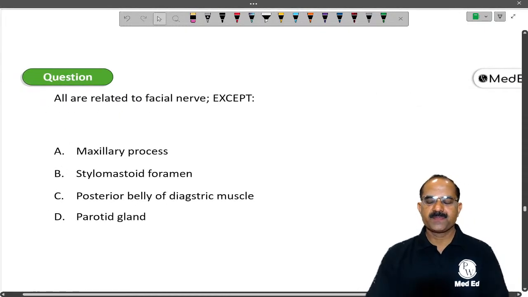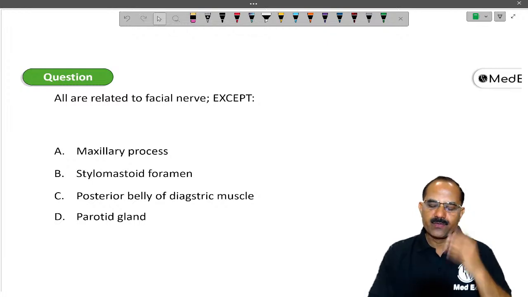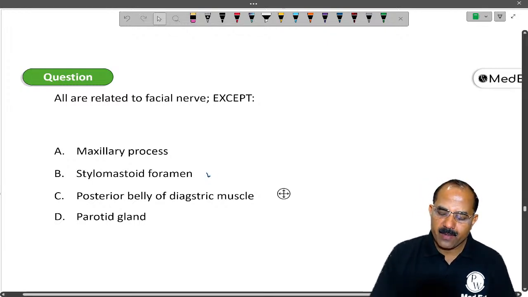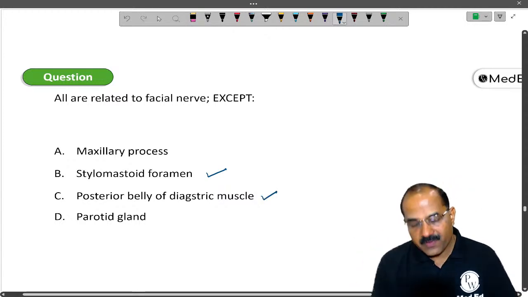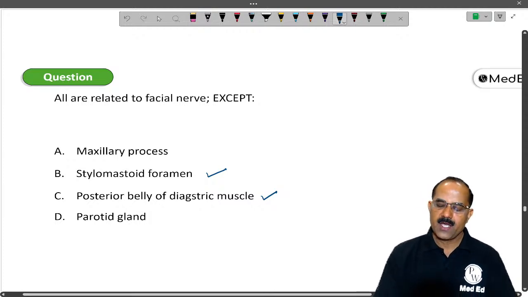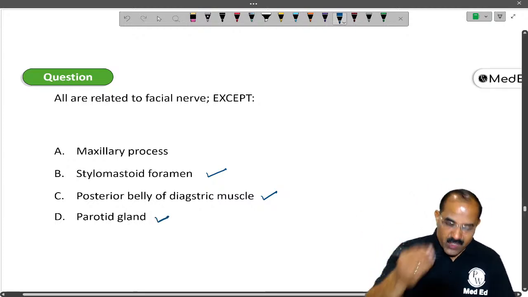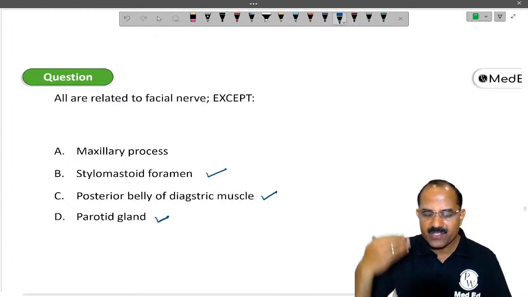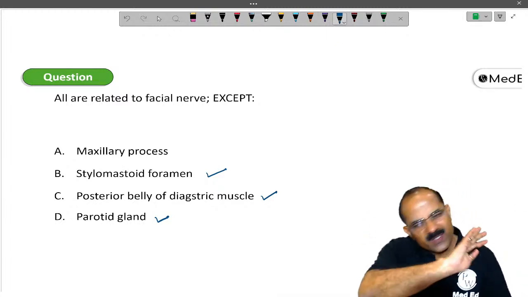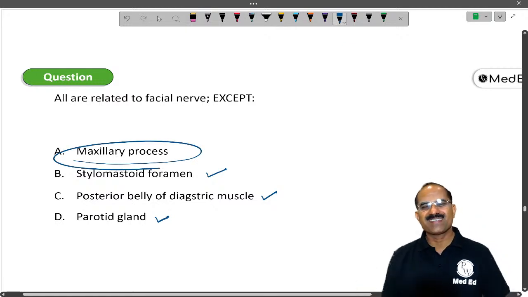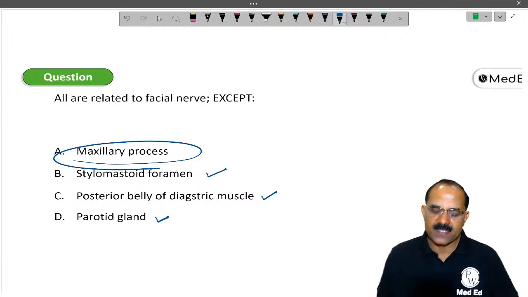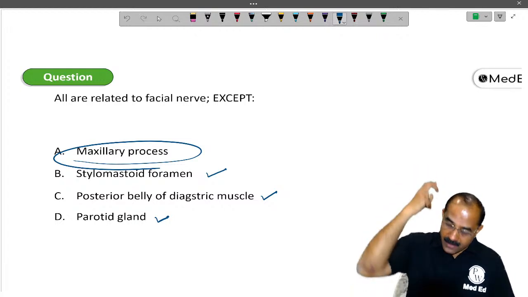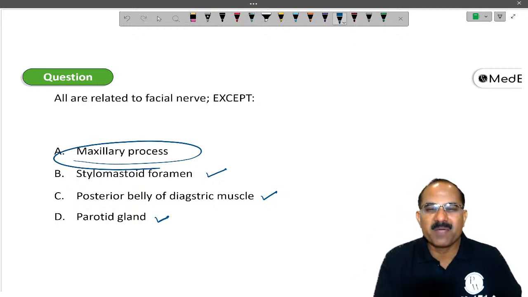Come on children, answer this. All are related to the facial nerve except, any guesses? Stylomastoid foramen, yes, the facial nerve comes out through the stylomastoid foramen. Posterior belly of digastric, yes, the facial nerve supplies it. Parotid gland, yes, the facial nerve lies within the parotid gland. So the facial nerve is not related to the maxillary process. It comes out through the stylomastoid foramen, lies in the parotid gland, and supplies the posterior belly of digastric.